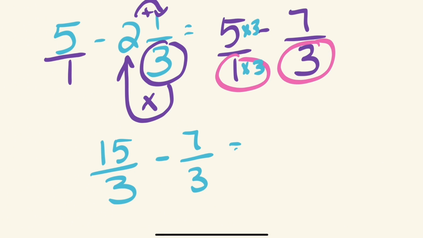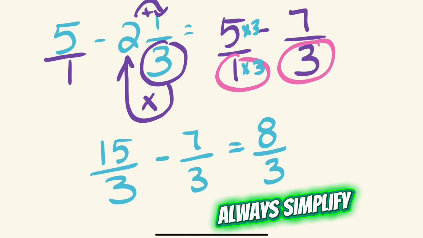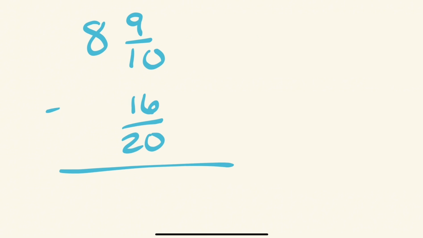I know the denominator has to stay the same. And when I do 15 minus 7, I know that will give me 8. Now, the thing with this is, of course, because I have a whole number in the top fraction, which makes that a mixed fraction, and I don't have a whole number here.